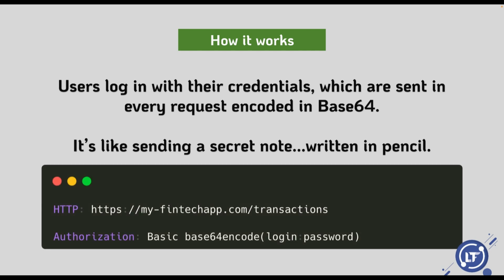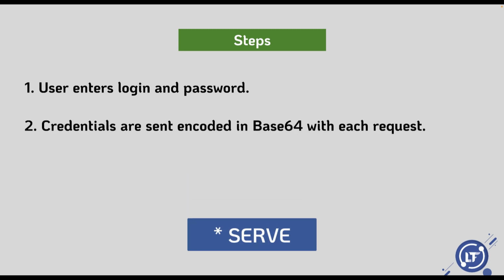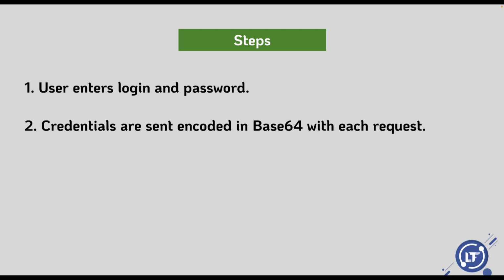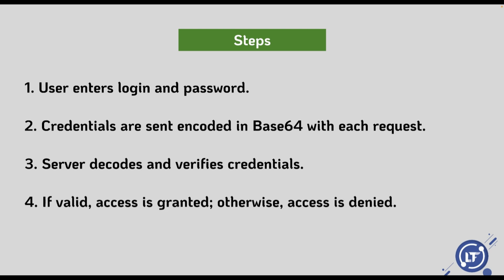An example of the HTTP request looks something like this. In the authorization header, we can have something like this, which is the basic header and then the login password in base 64. Well, let's look at the exact steps. Firstly, the user is going to enter their login and password and send to the client. And then credentials are going to be sent for every request in base 64 to the server. And the server is going to decode it and verify the credentials. And if it is valid, access is granted. Otherwise, access is denied. Very simple, right?